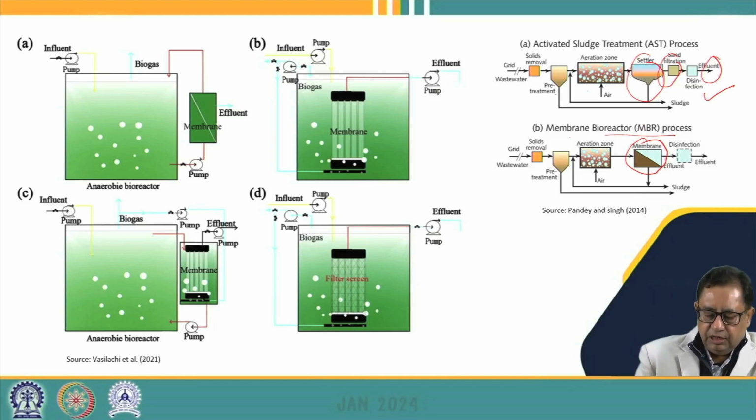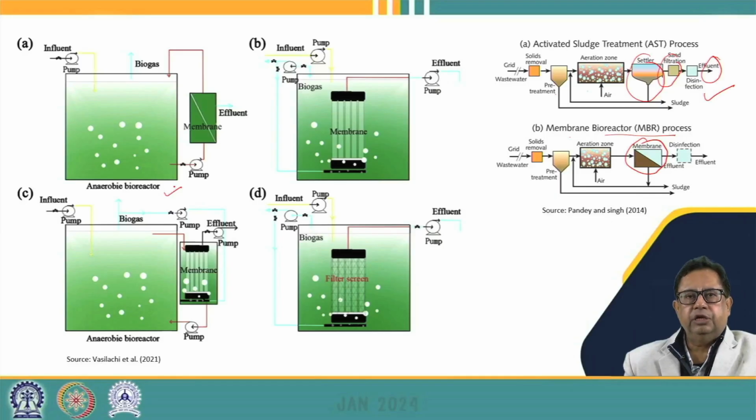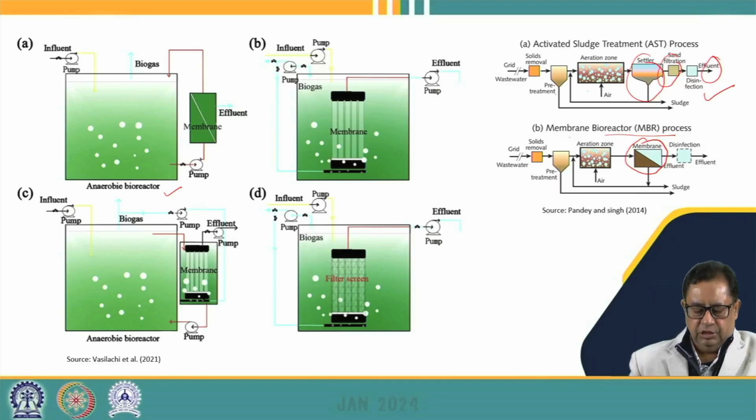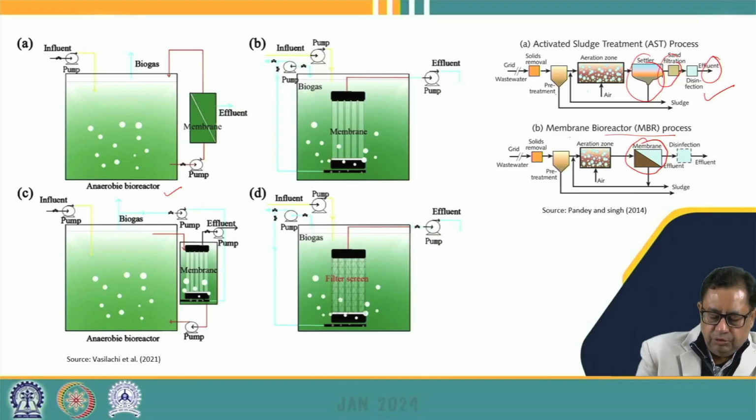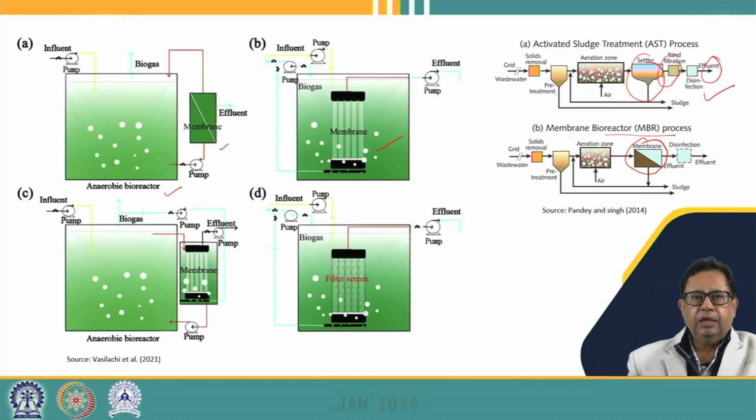And similarly, such type of process can also be used in the anaerobic bioreactors. So they are called ANMBR, where AN represents the anaerobic and MBR represents the membrane bioreactors. So ANMBRs basically can be used where the membrane can be put outside, or it can also be put inside the reactors.